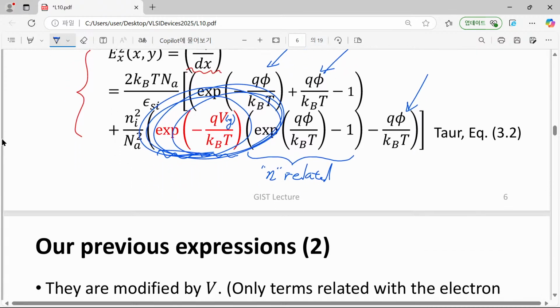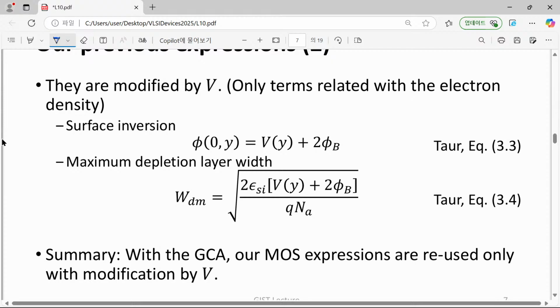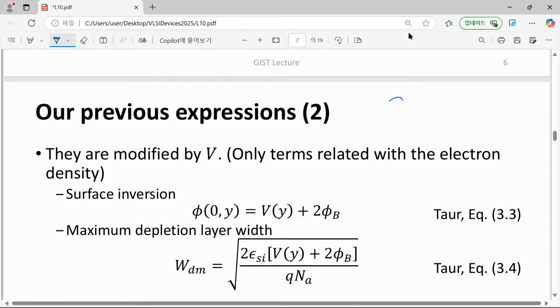Okay, so that's it for our expression. Please understand, this simplification was not obtained from error. We have introduced some approximations, but valid approximations. The most important one was the gradual channel approximation, neglecting the second derivative of our electrostatic potential along the channel direction. Therefore, we were able to get just a 1D Poisson equation.